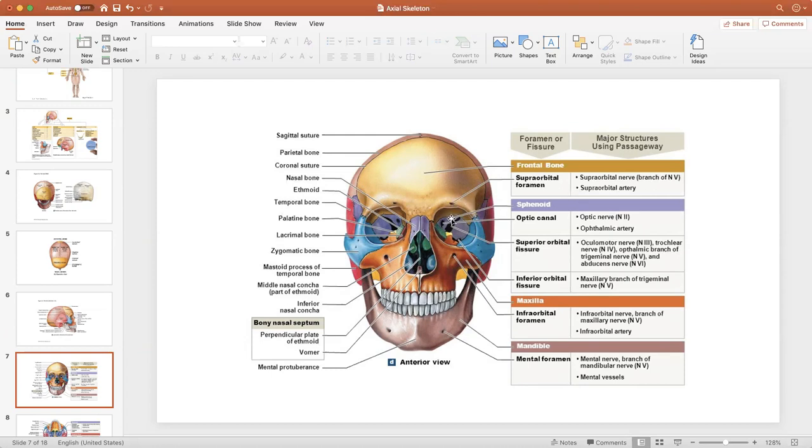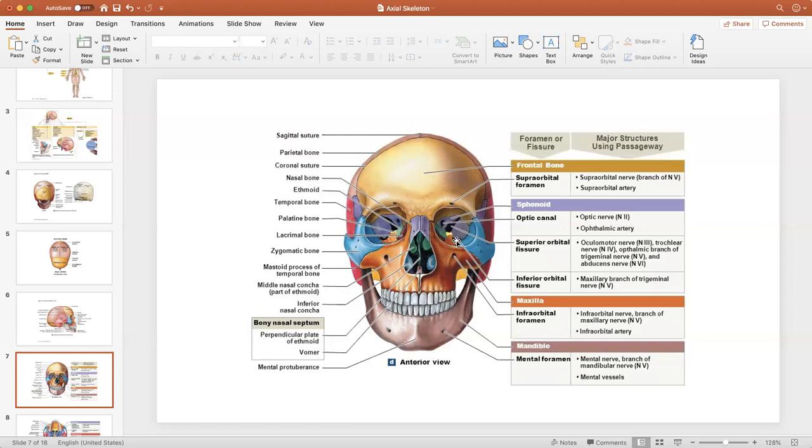Okay, and then in the sphenoid, we have a couple we can see from the front, the optic canal, which has the optic nerve, cranial nerve 2, then the superior orbital fissure, which has the nerves that control the eye movement, as well as the trigeminal nerve. So 3, 4, 6, and then 5. So 3, 4, 5, 6 through the superior orbital fissure.